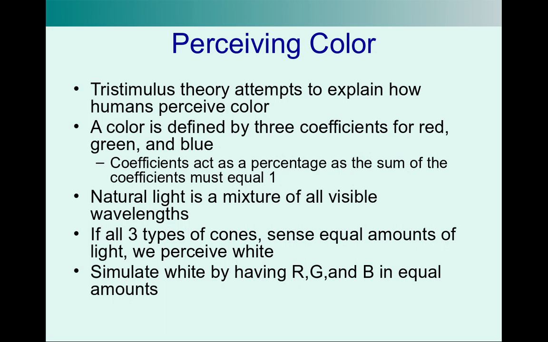Now we know that natural light is a mixture of all wavelengths which are visible to the human eye. If all three types of cones sense equal amounts of light, we perceive white. We can simulate this white color by having the red, green, and blue components in equal amounts.